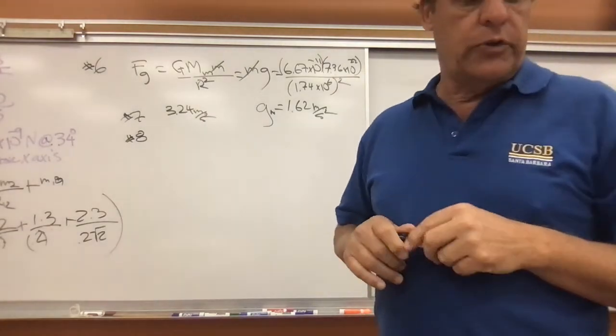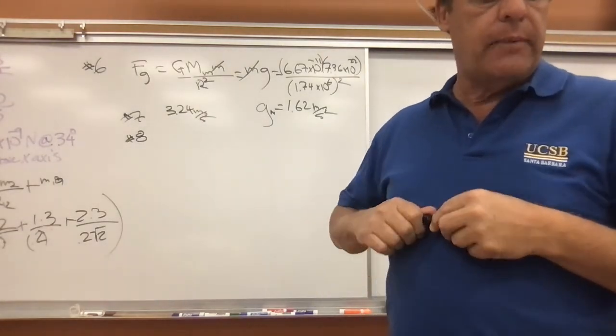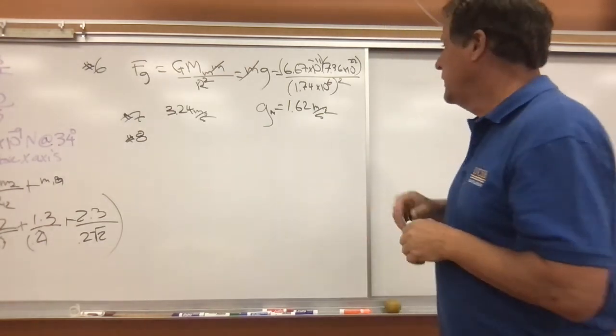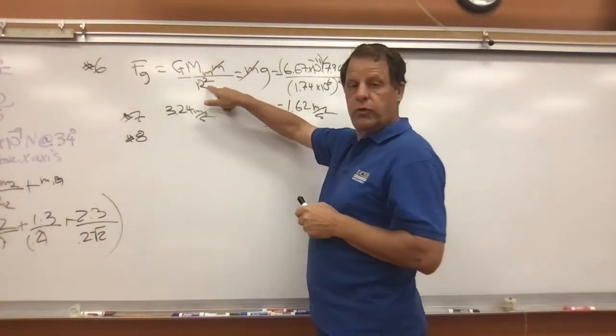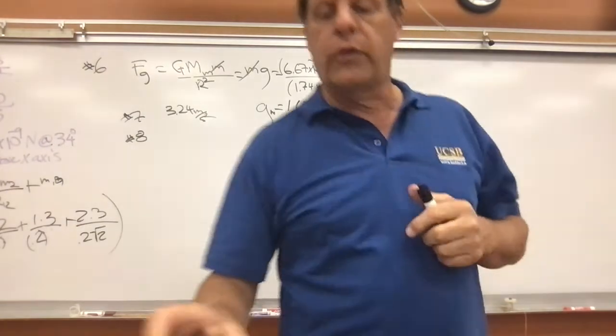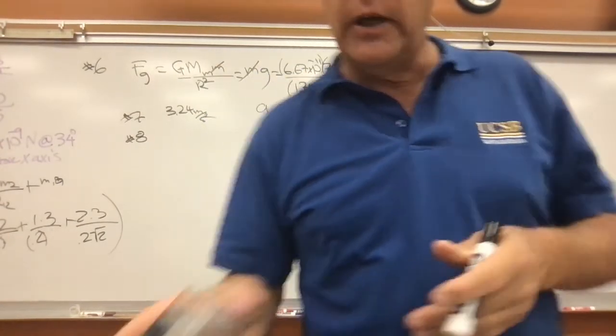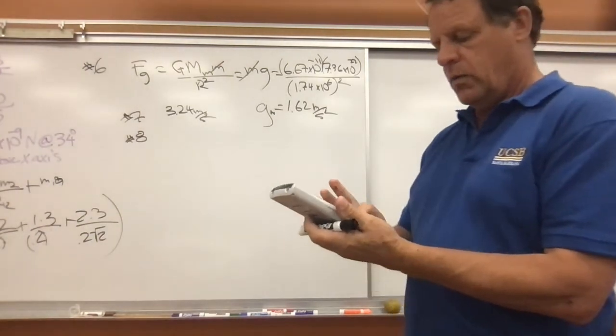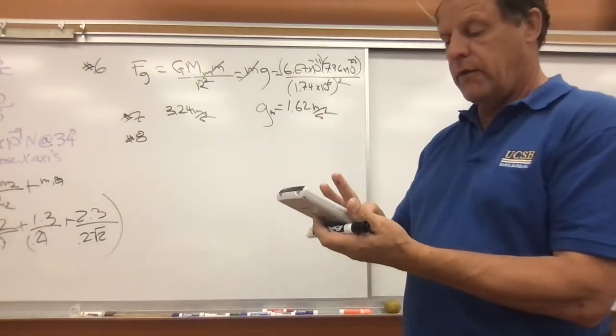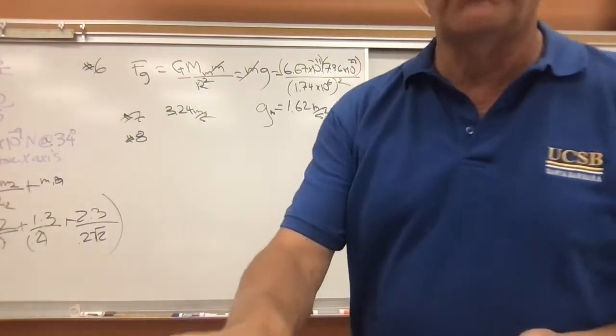if the radius were doubled and this mass stays the same, what would happen due to gravity? And now we're going to take 2 squared, which would be 1/4. Okay, so we would take 1.62 divided by 4, or 2 squared, and we get 0.4.